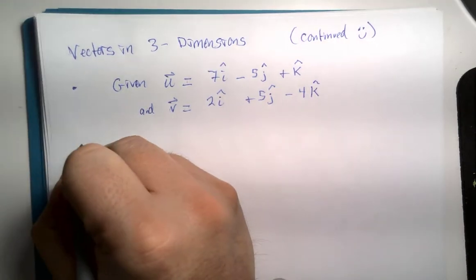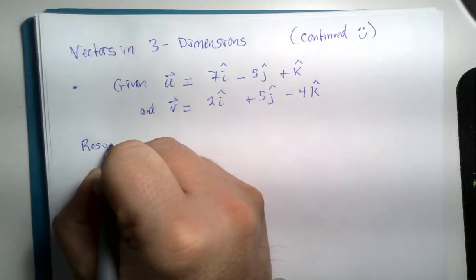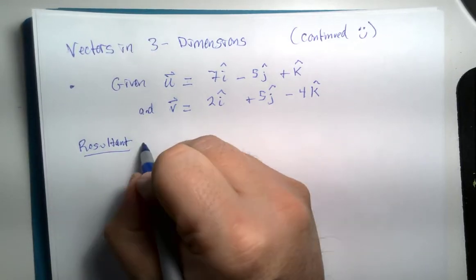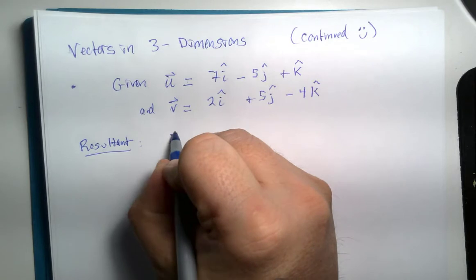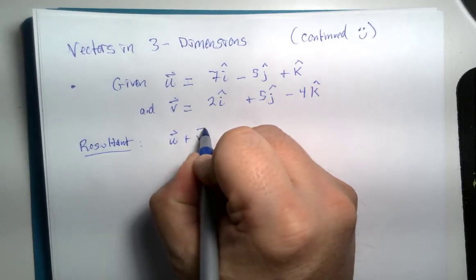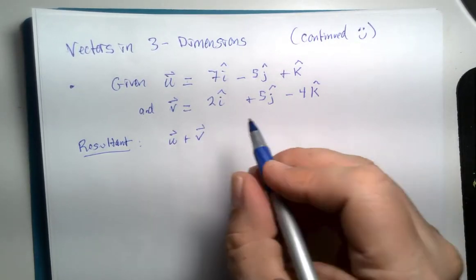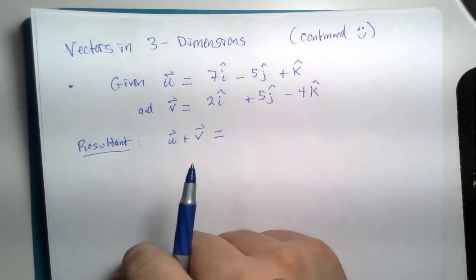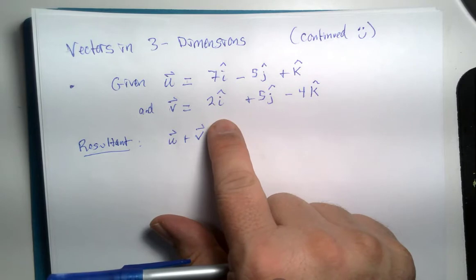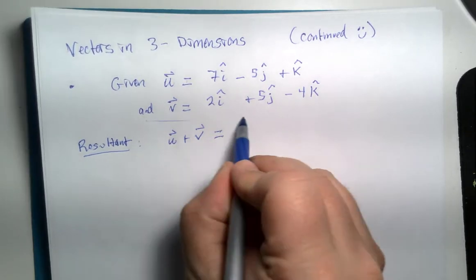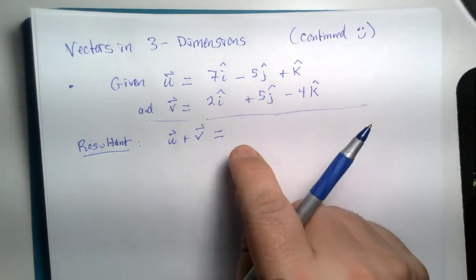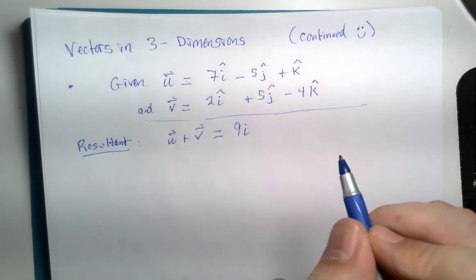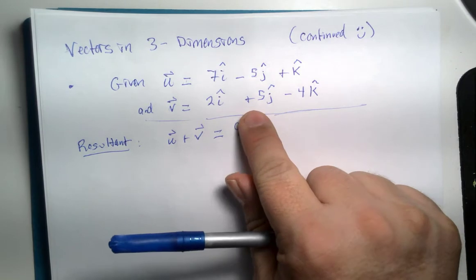And we are going to find the resultant, or what we get when we add vectors u plus v together. And this is as simple as just adding the matching components. So by writing the 2 given vectors this way, it's pretty quick and easy to do this. 7 and 2 would be 9i. Negative 5 and positive 5 is 0.